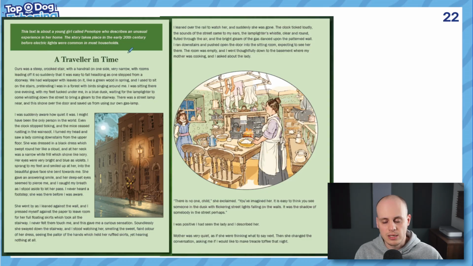A traveller in time. Ours was a steep, crooked stair with a handrail on one side, very narrow, with rooms leading off it so suddenly that it was easy to fall headlong as one stepped from a doorway. We had wallpaper with leaves on it, like a green wood in spring, and I used to sit on the stairs, pretending I was in a forest with birds singing around me. I was sitting there one evening, with my feet tucked under me in a blue dusk, waiting for the lamplighter to come whistling down the street to bring a gleam to the stairway.